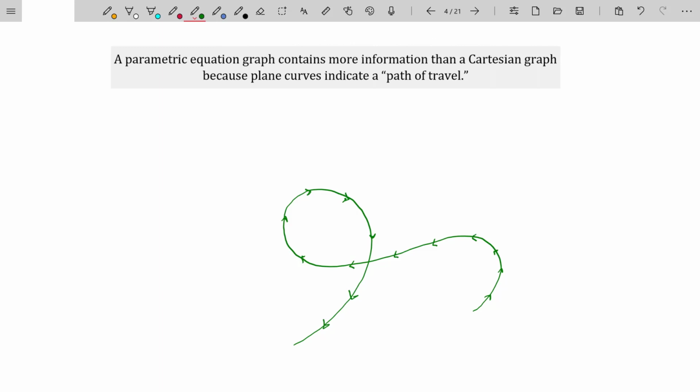So anyhow, that's an introduction to the concept of what a parametric curve, or what a plane curve is, and what parametric equations are. In the next video, we're going to start graphing parametric curves by hand without plotting a table of values.